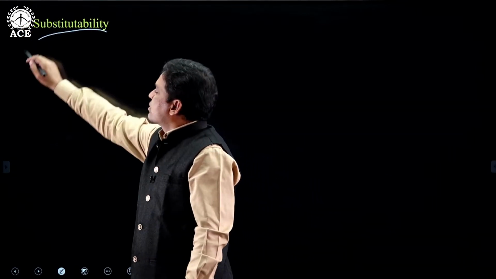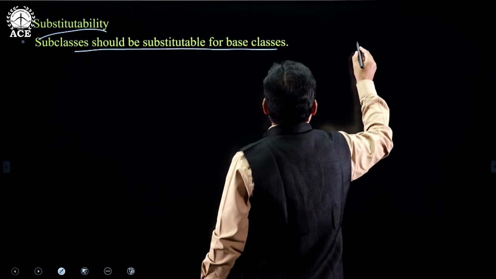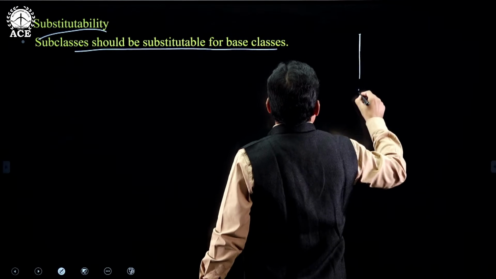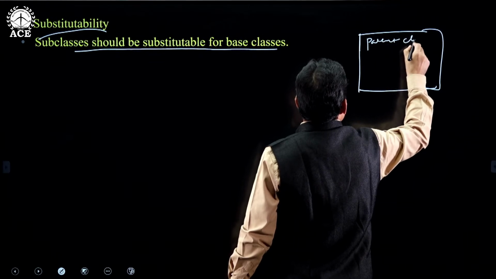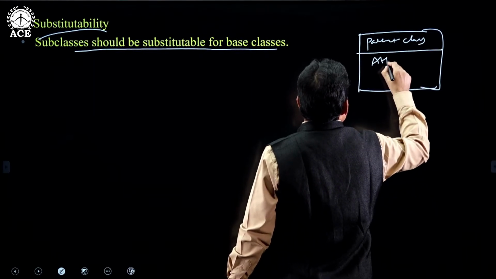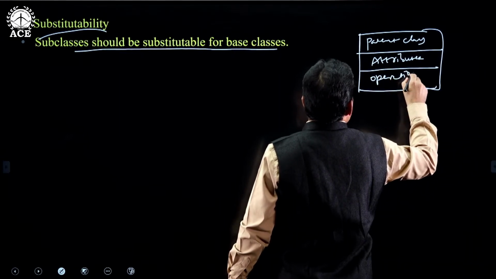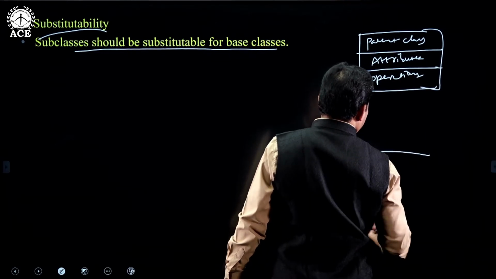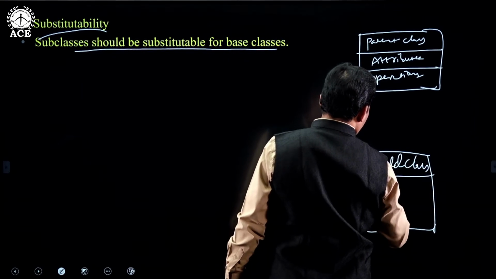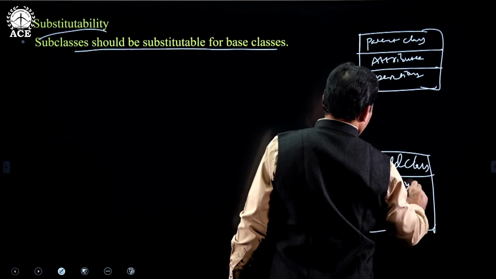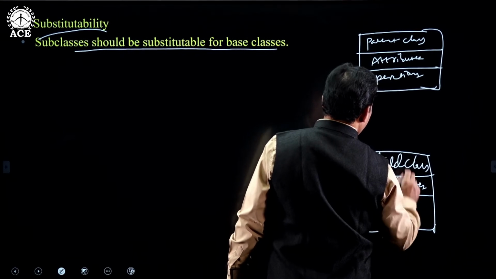Coming to substitutability, what is the importance of substitutability? Subclasses should be substitutable for base classes, meaning parent and child class. So parent class, attributes, operations. Similarly here, child class, attributes, operations.